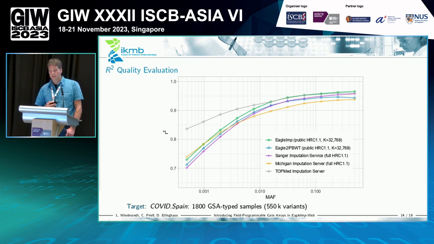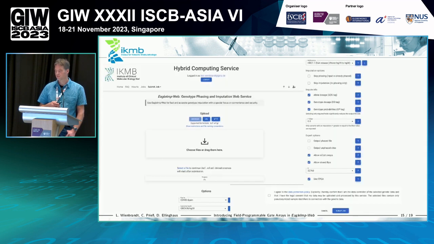And not only the TopMed server, we can only compete with that in higher match areas. But this is simply due to the larger panel. So the TopMed server has almost 100,000 samples in it, and we can only use the public HRC panel here with 25,000 haplotypes. So, just summarized here quickly, I wanted to introduce a web service.